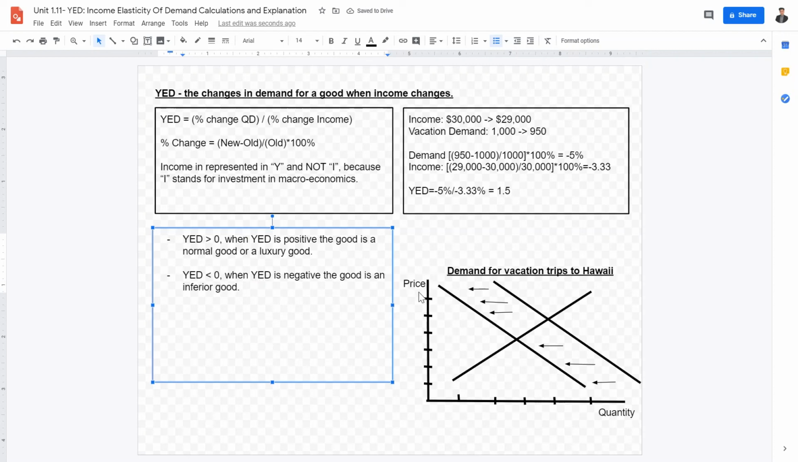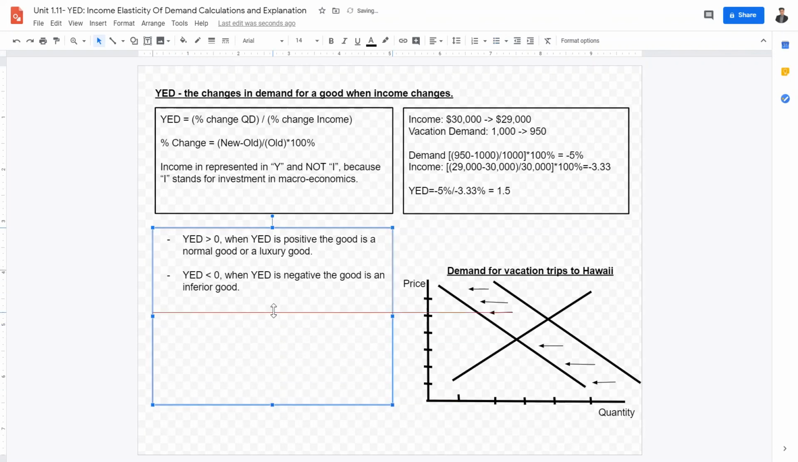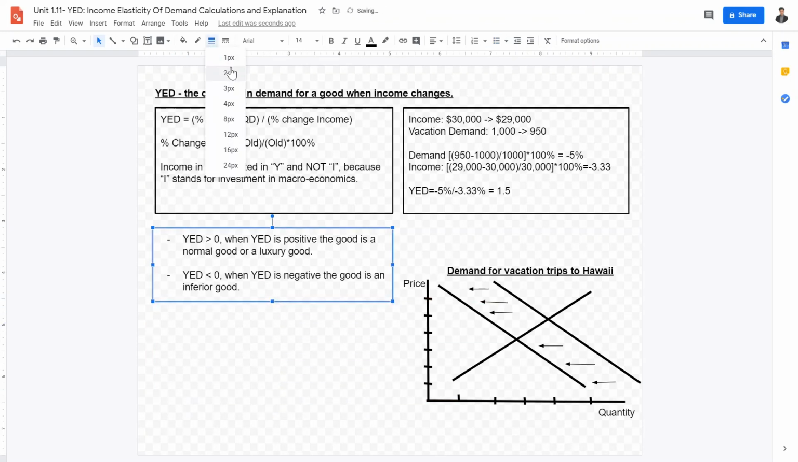However, when YED is less than 0, aka when YED is negative, the good is an inferior good. Okay, so for example, when a YED has a negative coefficient, then that shows us that the good is actually an inferior good. Okay, so this is an interpretation of the YED values.